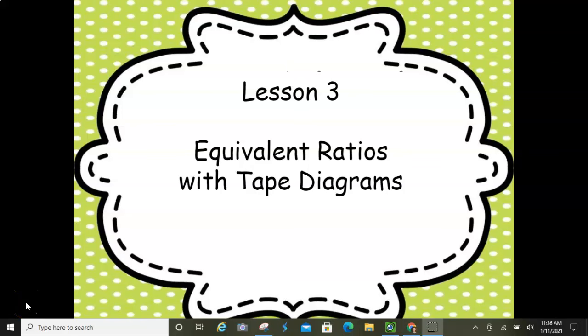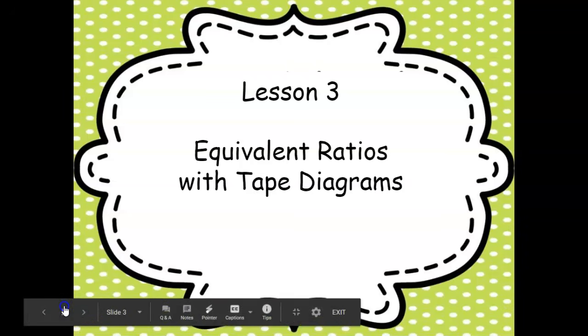So in this lesson, we're going to look at using tape diagrams to find equivalent ratios. This is only one method for finding equivalent ratios. You don't have to make tape diagrams, but I would like everyone to try the tape diagrams now because they can be helpful when we get to harder problems.